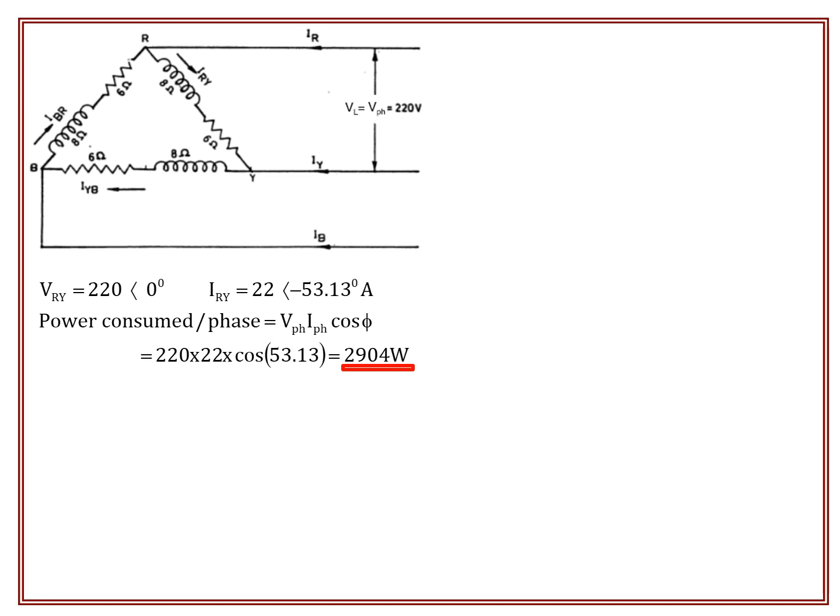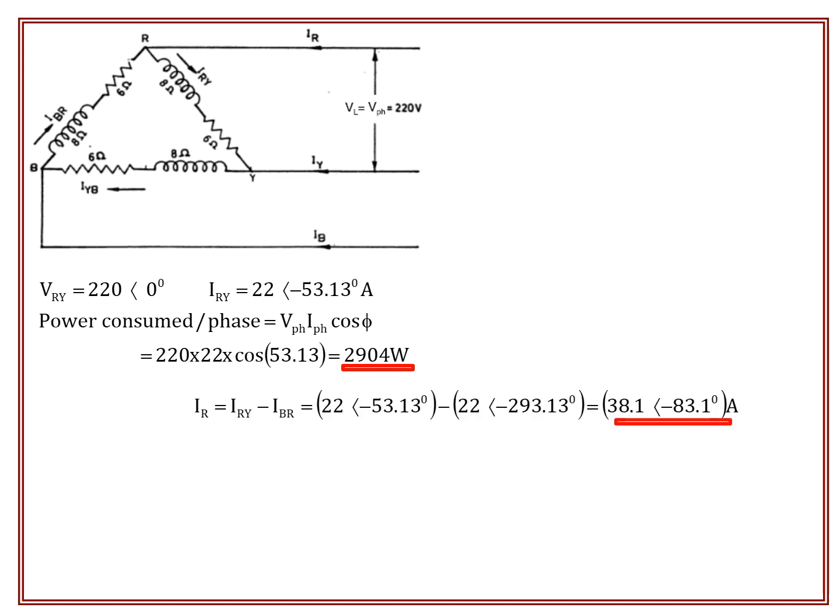Power consumed per phase is equal to V phase, I phase, cos phi. We have to substitute for V phase, I phase and phi. For V phase, we should consider the magnitude of phase voltage, that is 220 volt. For I phase, we have to substitute magnitude of phase current, which is equal to 22. And for phi, we have to substitute the angle between phase voltage and phase current, which is 53.13. And calculating, you will get answer as 2904 watts.